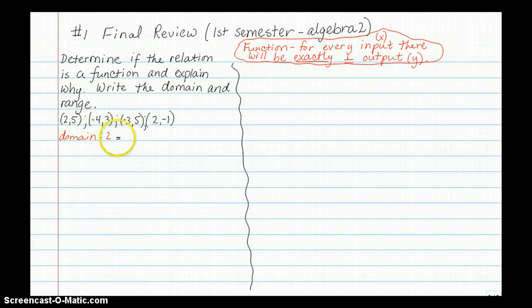Domain are all this set of x values. -4, -3. Don't write 2 a second time. For the range, those are all the output, or y values. And so we've got 5, 3, 5, -1. We didn't write the 5 a second time. All right, so we have domain and range, and now determining whether it's a function. I'm going to draw a rough sketch of a coordinate graph. So 2, 5 would be about here. -4, 3 would be about here.